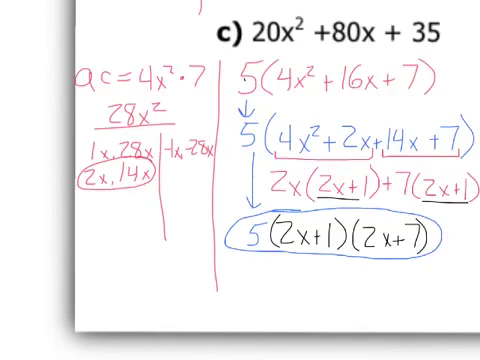Make sure your GCF comes all the way down to the bottom, because I want my answer and my starting problem to be equivalent. Okay? I'm not changing anything. All I'm doing is factoring it. I'm breaking it down into its smallest parts. Okay? All right, you guys try D.